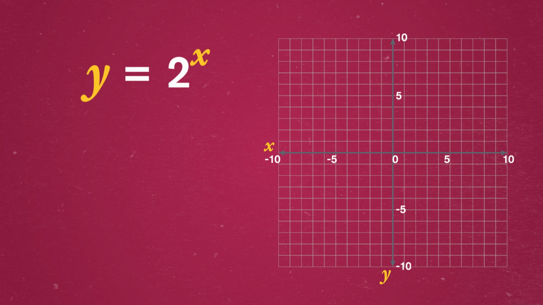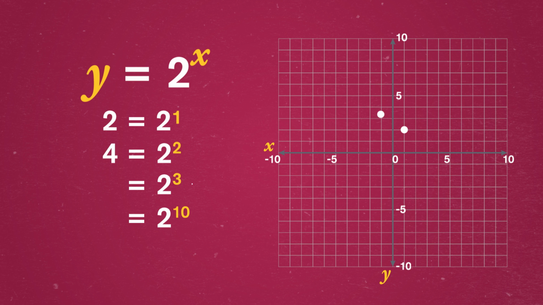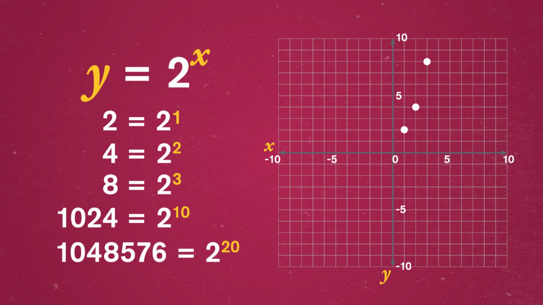Now, if we plug in easy-to-check numbers like 1, 2, 3, or 10 for x and solve for y, we might start to see a trend. Well, 2 to the 1 is 2, 2 to the 2 is 4, and 2 to the 3 is 8, but 2 to the 10 is 1,024. And if we keep going, 2 to the 20 is in the millions. Since 2 is bigger than 1, bigger exponents will always mean bigger y values. So we see that the graph of this equation rockets up very quickly as x increases.